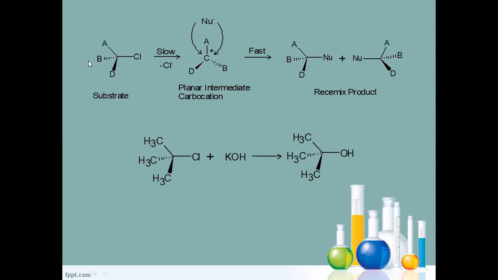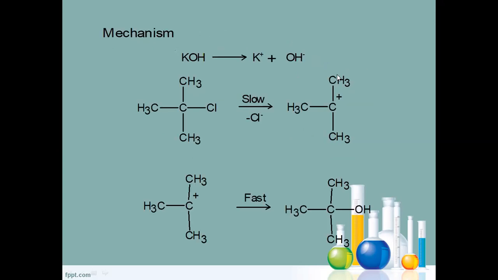When you see the mechanism, in the first step, the alkyl halide undergoes heterolytic cleavage and forms the carbocation. This carbocation readily reacts with the nucleophile, that is, the OH minus ion, and forms the substituted product.